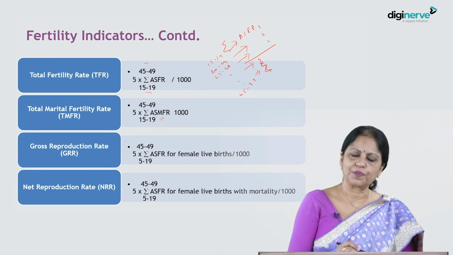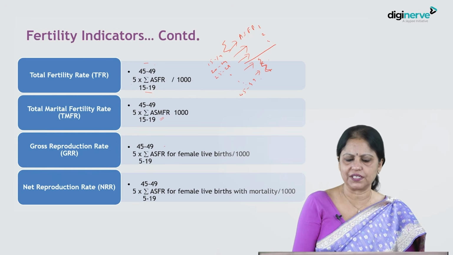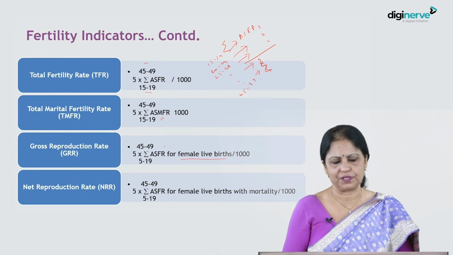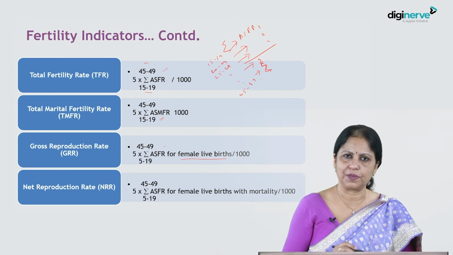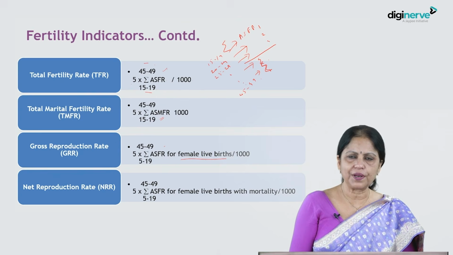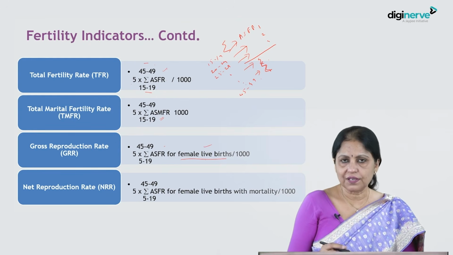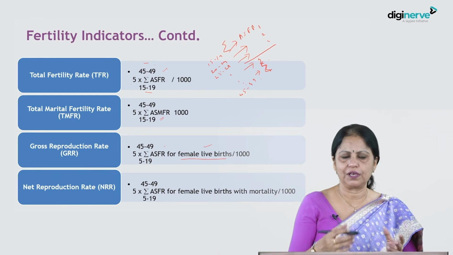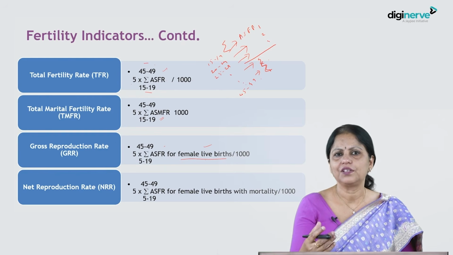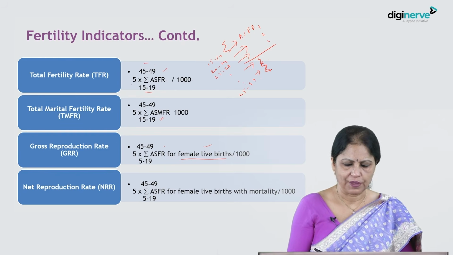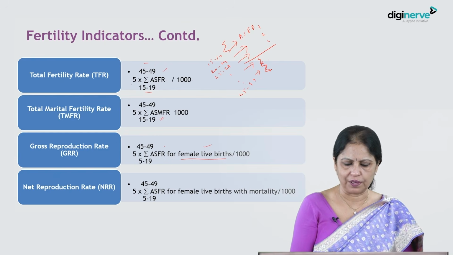Next is the gross reproduction rate. The gross reproduction rate is the same thing, age-specific fertility rate, but only for female live births. The total fertility rate covers all births, male and female together, but the gross reproduction rate is only the female births, girl children born. This gives the reproduction potential, because when a woman gives birth to 2 children, one male and one female, the female child will give birth to another offspring. That is why the gross reproduction rate is considered for female live births only.